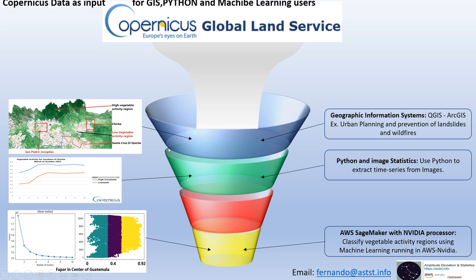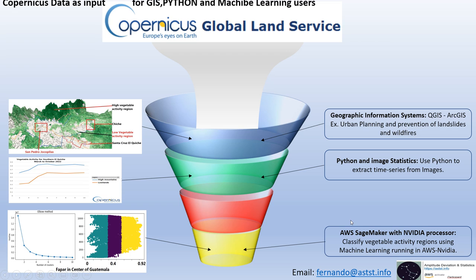and prevention of disasters. Then using Python we can build a time series of the vegetable activity, and here we can have a statistical of the time series of two regions. The blue line represents the high FPAR indicator of Copernicus for the mountains, and the red line represents the low vegetable activity that is on the lower part of the mountains.